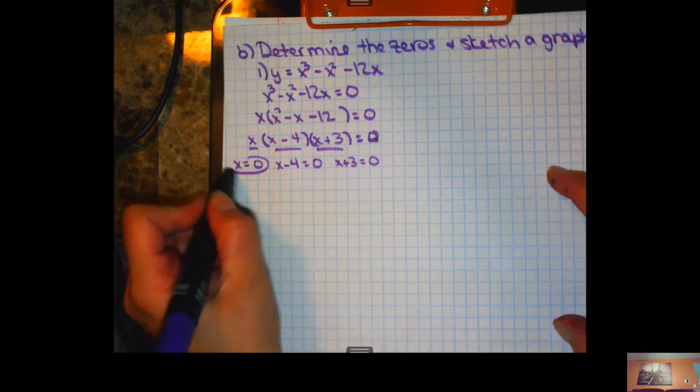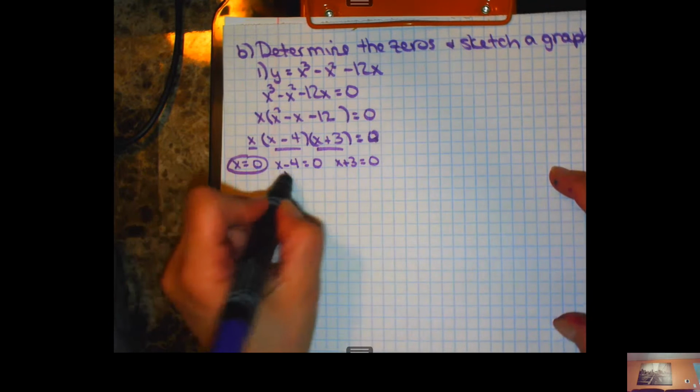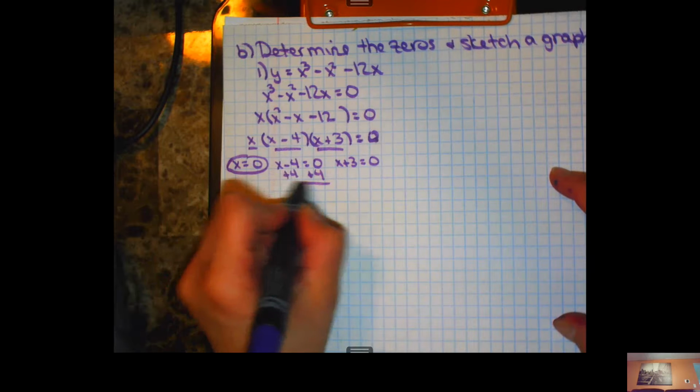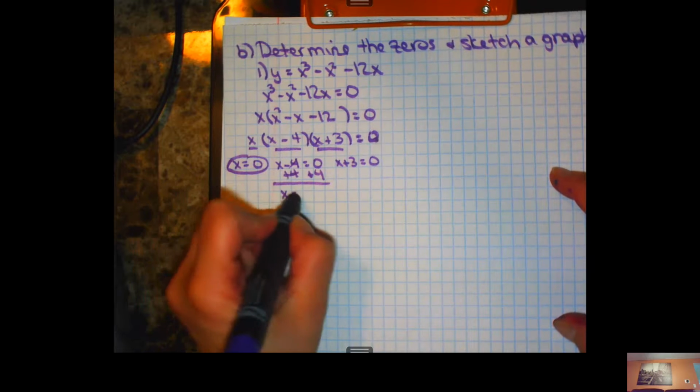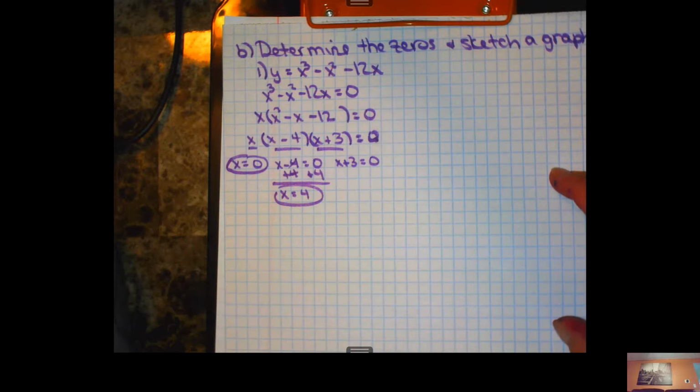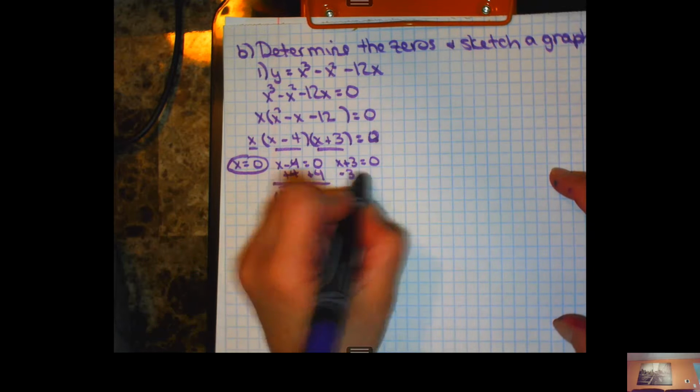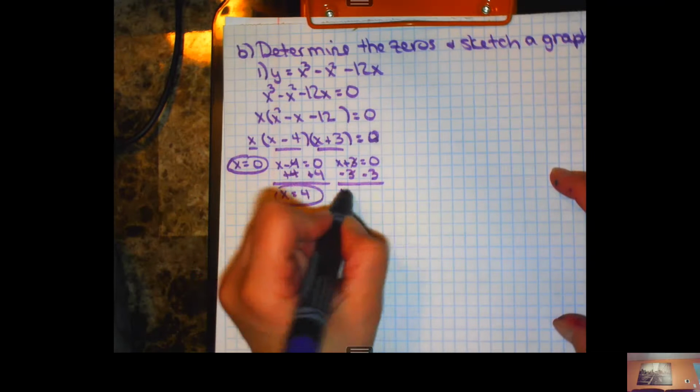So our first answer is done for us. Our second answer, we're going to add 4 to both sides. 4's cancel, so we have x equals 4. In our third answer, we're going to subtract 3 from both sides. We have x equals negative 3.